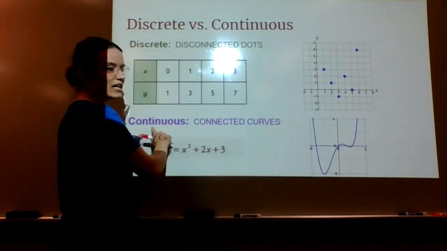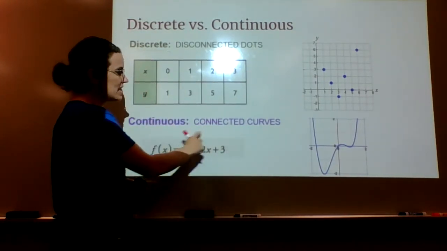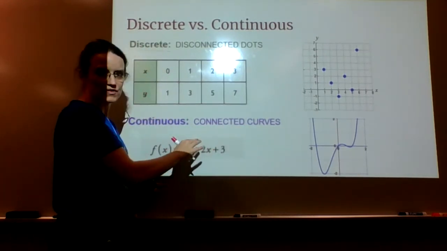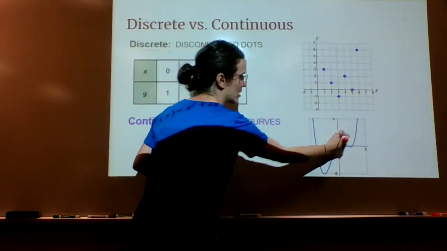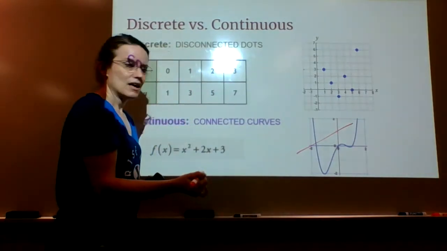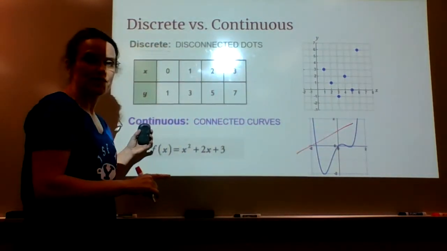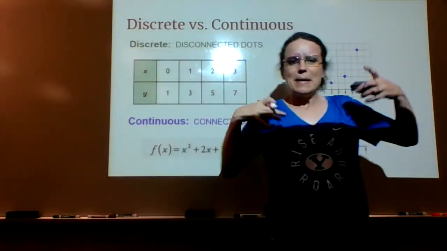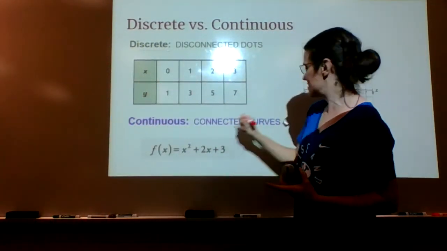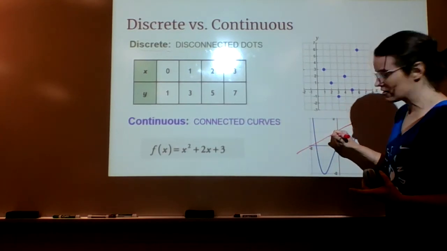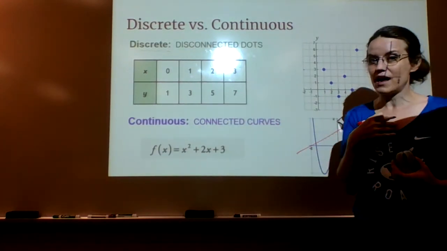When you get to continuous functions, these are connected curves. The curve could be curvy or it could be straight, but if it's connected all together like this, it's a continuous function, and these ones have infinitely many dots all stuck together like this, and you can't write it the way I just showed you.